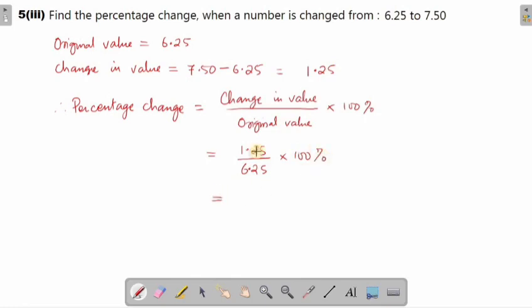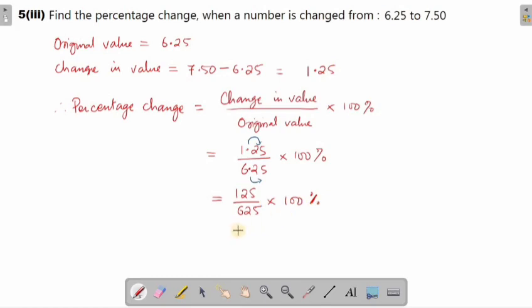Okay, see, after decimal, how many digits are there? After decimal, we have got two digits, and here also after decimal, we have got two digits. In such a case, if both numerator and denominator have the same number of digits after decimal, then the decimals can be removed. You must be remembering this. So this can be written as 125 by 625. I've removed the decimal because numerator and denominator both contain two digits after decimal. So we have into 100%.